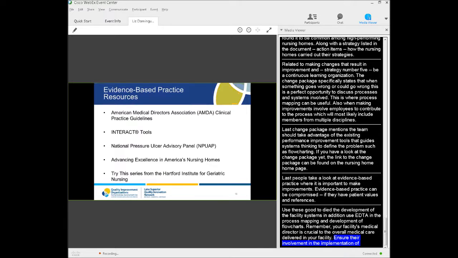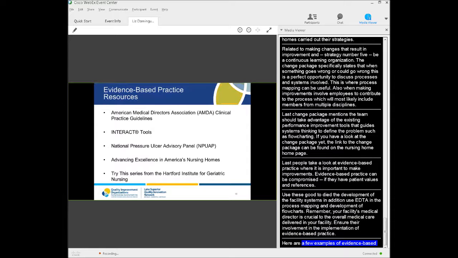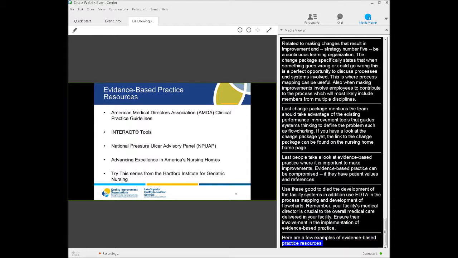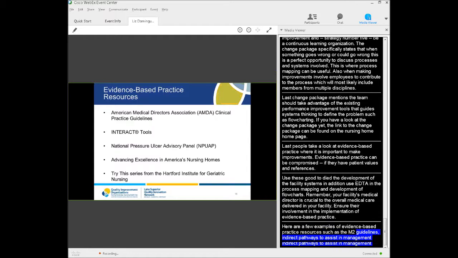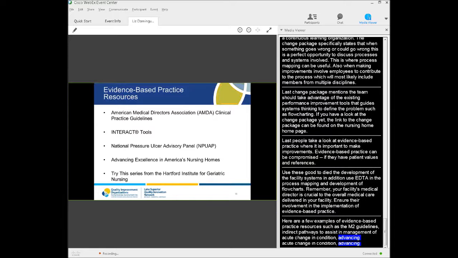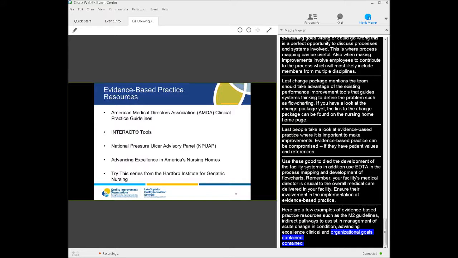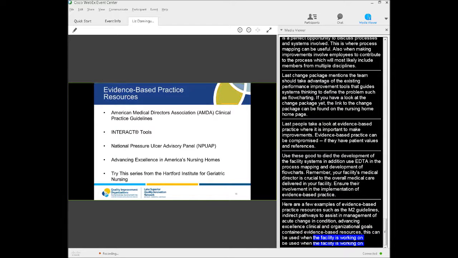Here are a few examples of evidence-based practice resources: the AMDA guidelines, Interact Pathways, which can assist in management of acute changing condition. Advancing Excellence's clinical and organizational goals contain evidence-based resources that can be used when your facility is working on their goals. And lastly, the Try This series from the Hartford Institute for Geriatric Nursing.